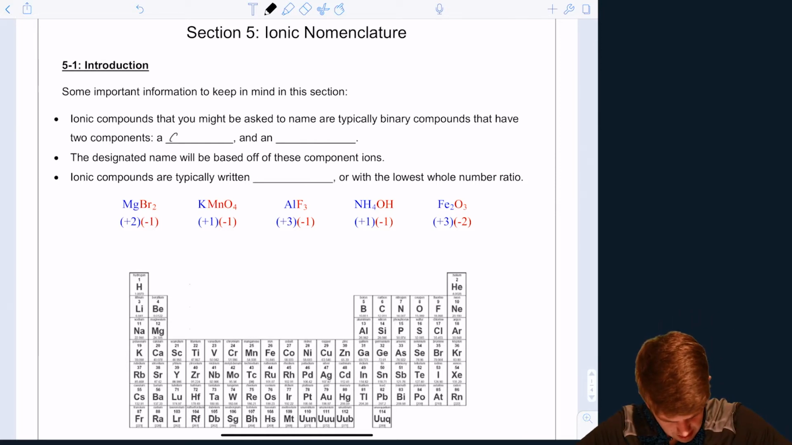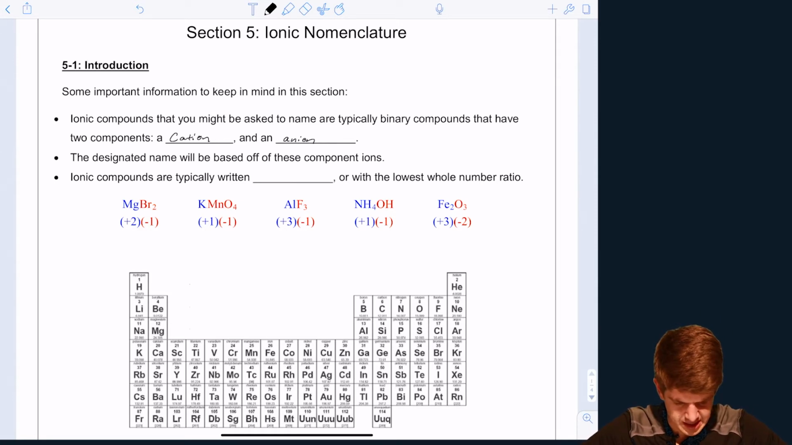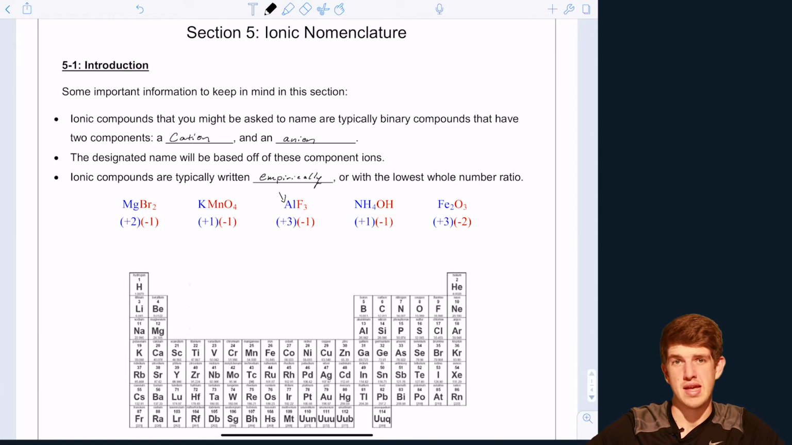So we have a cation and an anion. And of course, we can have more than one anion and more than one cation. So the designated name will be based off of the component ions, and ionic compounds are written empirically, or with the lowest whole number ratio. So for example, I'm not going to see Al2F6, I'm just going to see AlF3. So we already know oxidation states.